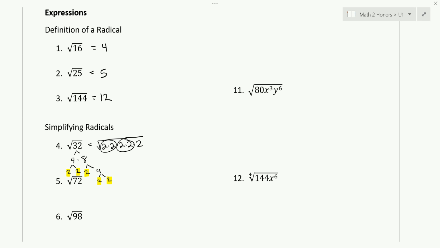And so I'm going to take the square root of both of these. And the square root of the first one is going to be 2. That's the square root of 4. Square root of this next one is going to be 2. And then I'm left with this last piece. And so my answer is going to be 4 times the square root of 2.